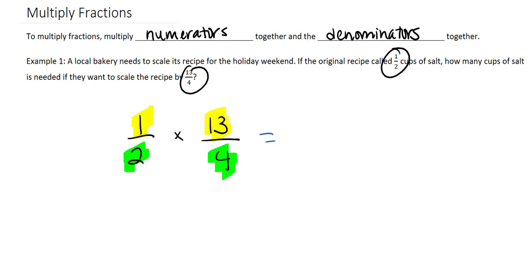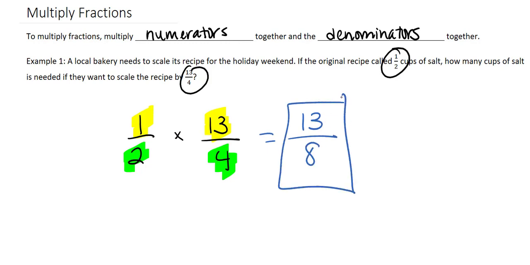So on the top, 1 times 13, well, that's 13. 2 times 4 is 8. So how many cups of salt would they need? Well, 13/8 cups.